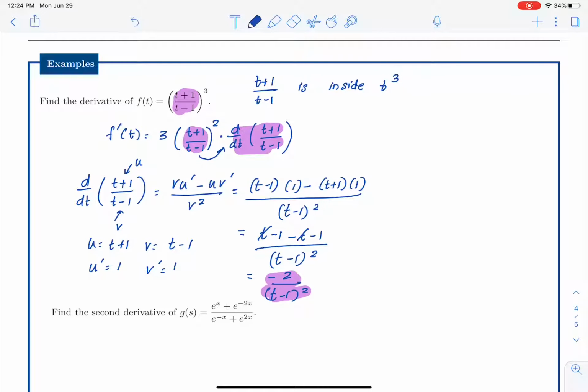So the answer to the original derivative is 3 times t plus 1 over t minus 1 squared, multiplied by negative 2 over t minus 1 squared. So the answer is negative 6 t plus 1 squared divided by t minus 1 times t minus 1 squared, which is t minus 1 cubed.